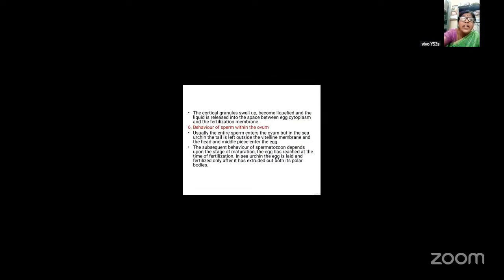Then next, the cortical granules swell up, they become liquefied, and liquid is released into the space between the egg cytoplasm and the fertilization membrane. So later on, what happens? These cortical granules swell up, they become liquefied, and then the liquid is released into the space which is present between the egg cytoplasm and the fertilization membrane.